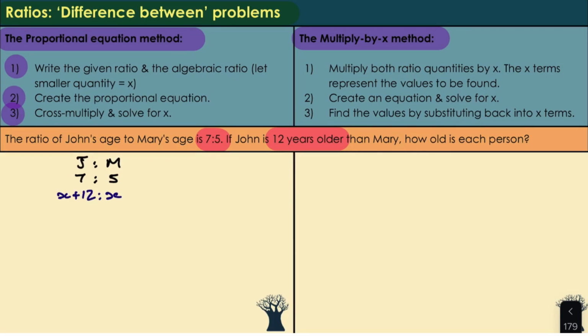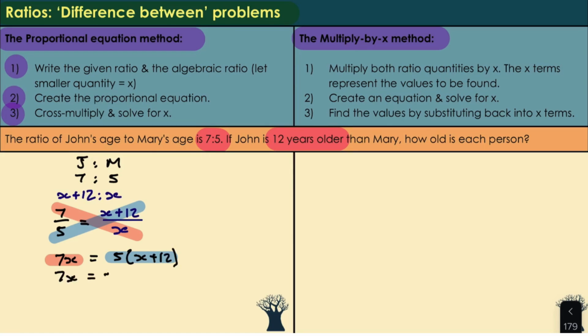Step 2, create the proportional equation. Our black ratio is 7/5, which is equal to blue ratio x plus 12 over x. Now we can cross multiply. So we get the following. 7 times x is 7x equal to 5 brackets x plus 12. Multiply those brackets, we get 5x and then plus 60.